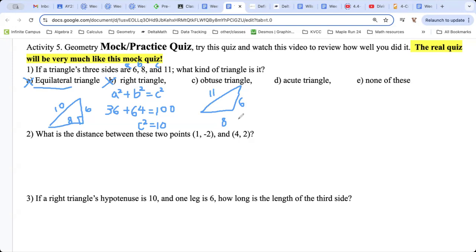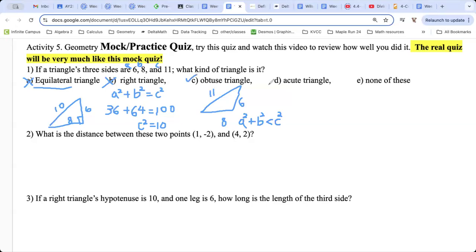So how does that work? In this case, 11 squared is going to be 121. So A squared, which is 36, plus B squared, which is 64, is less than 121, which is C squared. If the longest side squared is bigger than the other two sides squared added together, you have an obtuse triangle. That's exactly the case we have here.